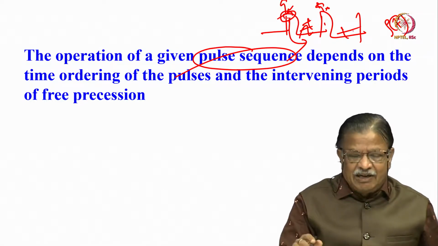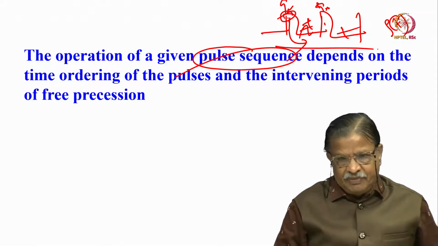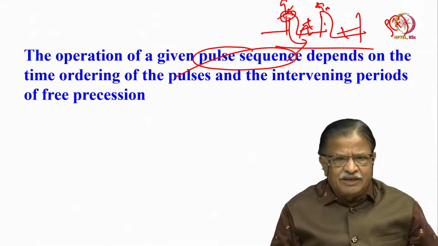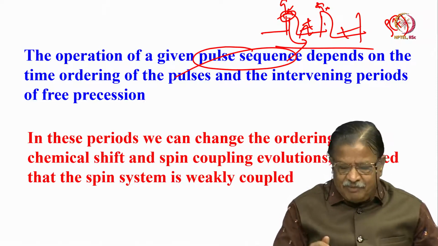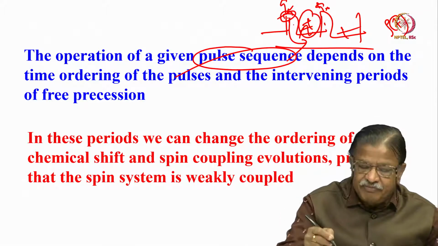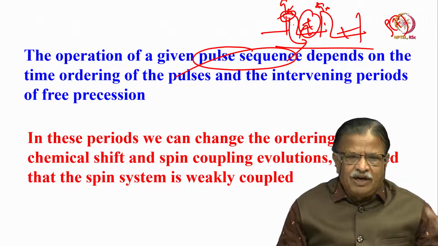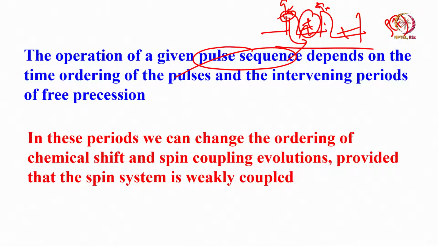You cannot go in a random order, it is a time ordering. But one important thing I want to say is, during the intervening period, for example during this delay, if I want to find out how the chemical shift is evolving, or spin coupling is evolving, that can be interchanged. You can work out first chemical shift evolution and then J coupling evolution, no problem. But the time ordering of the pulse sequences has to be maintained between each of these blocks.